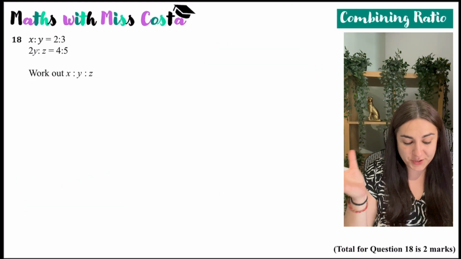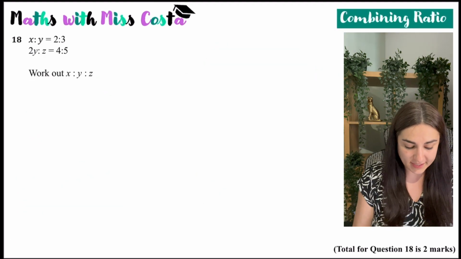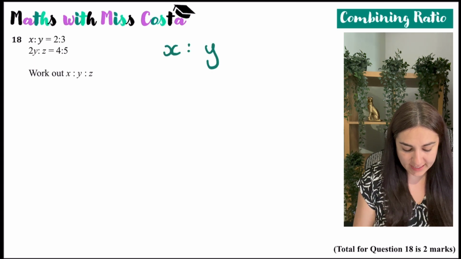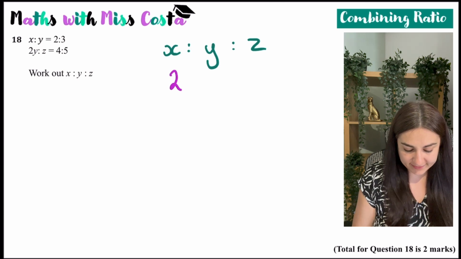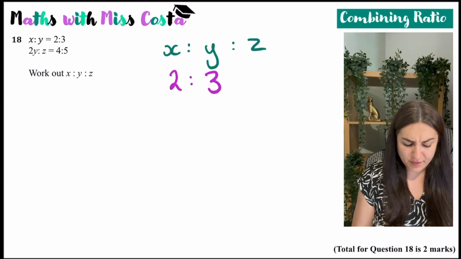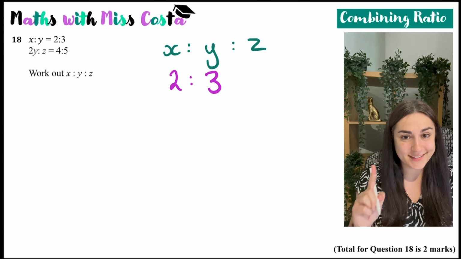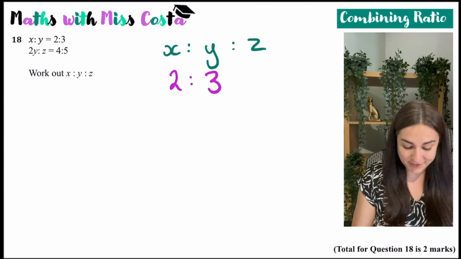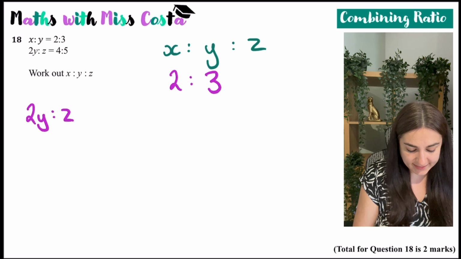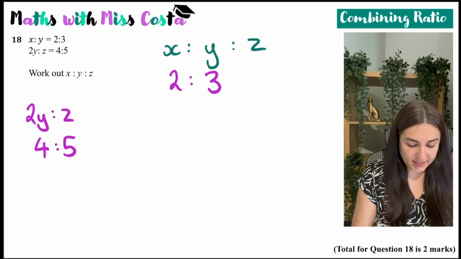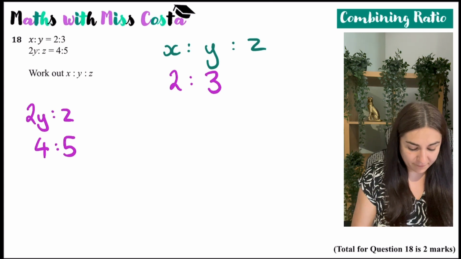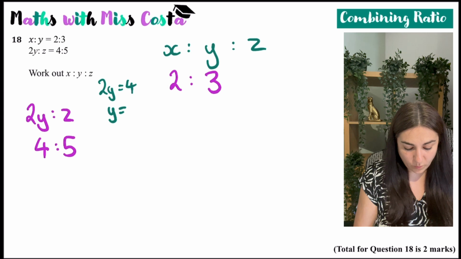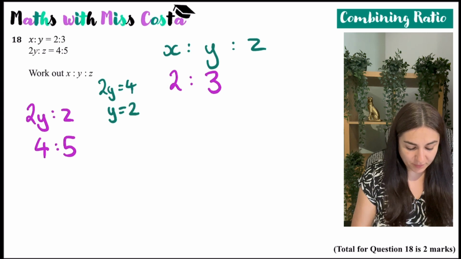Okay, so here I've got 2 different ratios that have one variable in common. So what I can do is write them in the way that I want them to finally be, x to y to z. So I know that the ratio of x to y is 2 to 3. Then I know that the ratio, and this is not a simple standard combining ratio question, the ratio of 2y to z is 4 to 5. So 2y is equal to 4. Therefore, if 2y is 4, y must be 2. So the ratio of y to z is going to be 2 to 5.